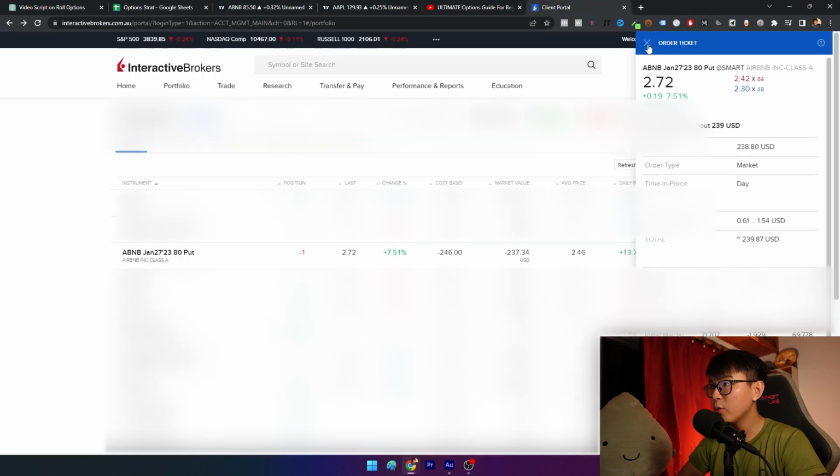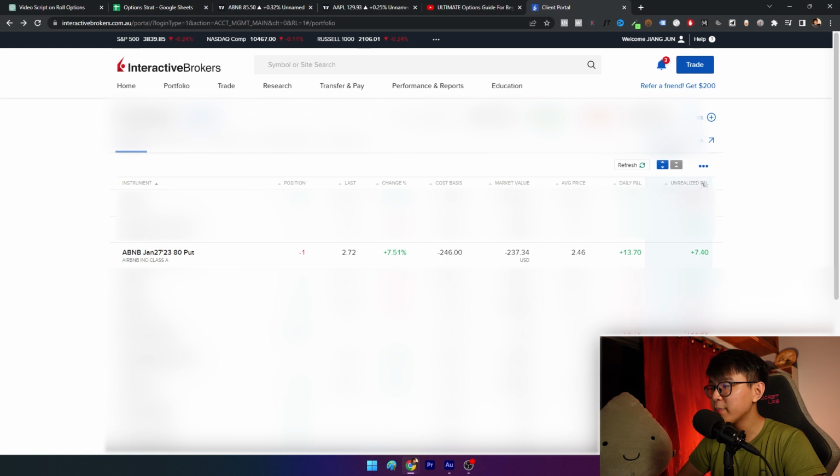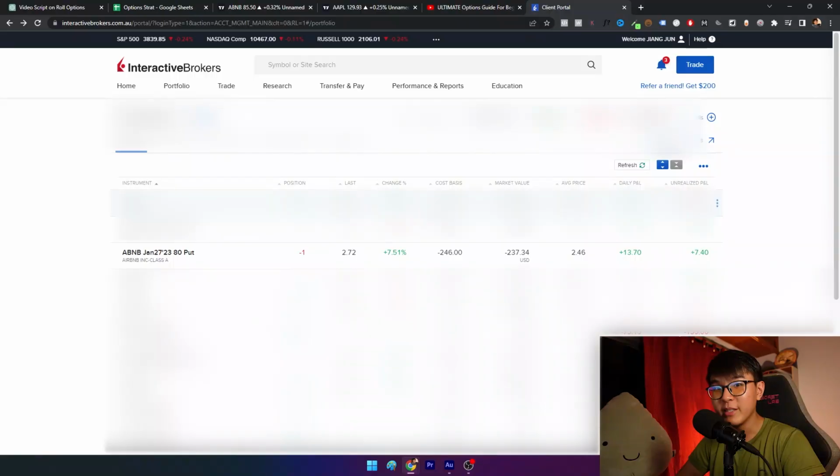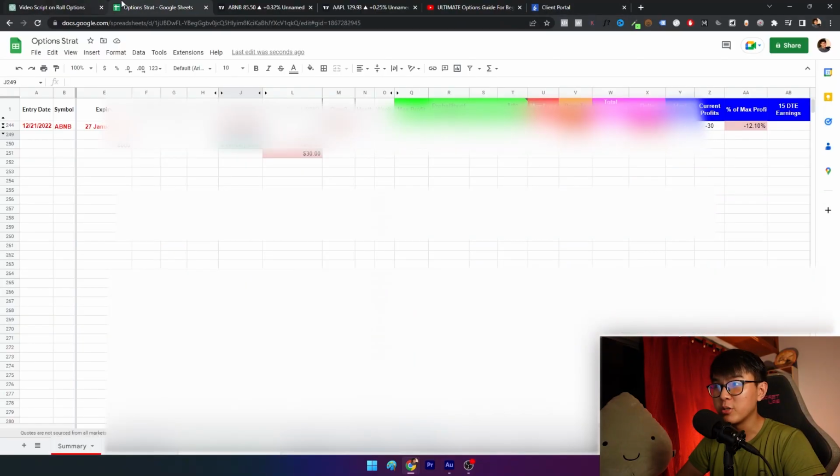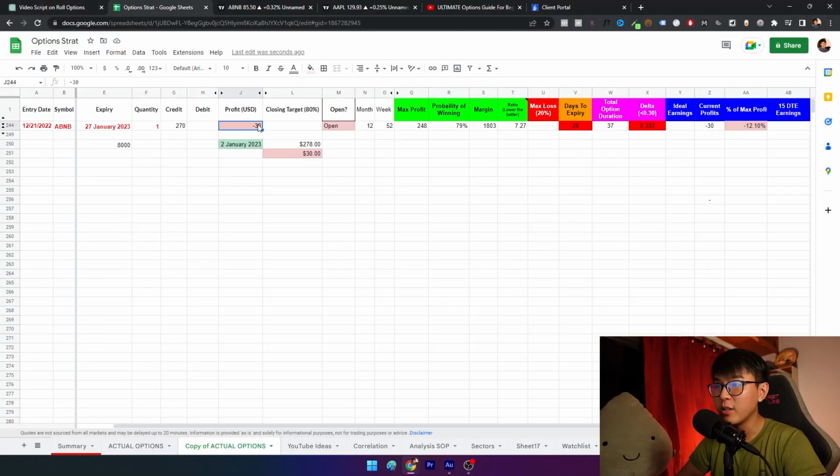So how do you tell what's the actual P&L? There's this unrealized P&L column over here, and you'll be able to see how much you actually lost or gained when you close a particular trade. So let's assume, because this is an actual put that I have in place, I won't actually close this, but this is the actual stock that I'm selling put options on. So let's say, for example, it's a negative $30 for now, just for demonstration's sake, and I lost $30.